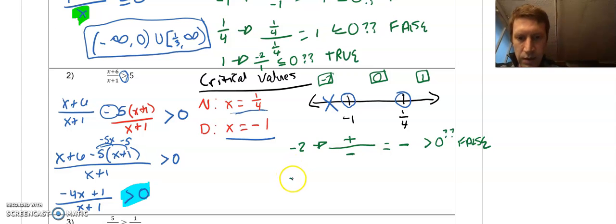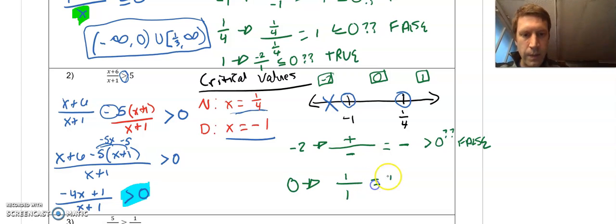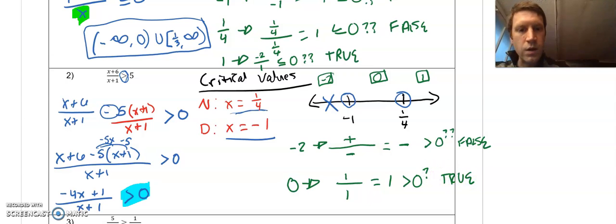So let me plug in 0. When I plug in 0, it's not even worth doing positive or negative because it's just 1 over 1. 1, is that greater than 0? That's true. So the area including 0 will be part of my solution.